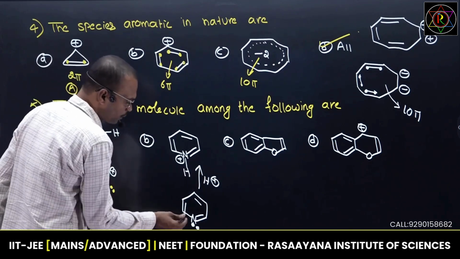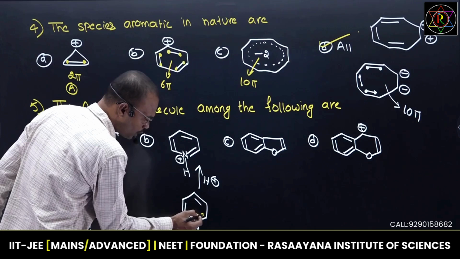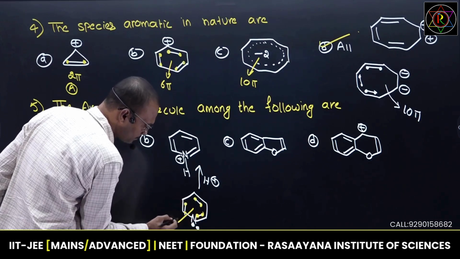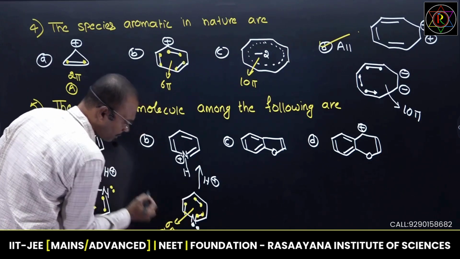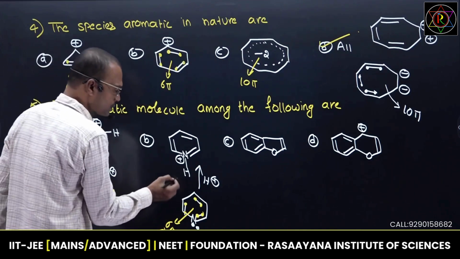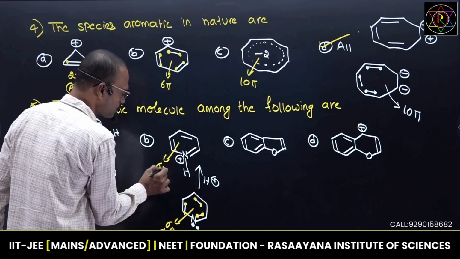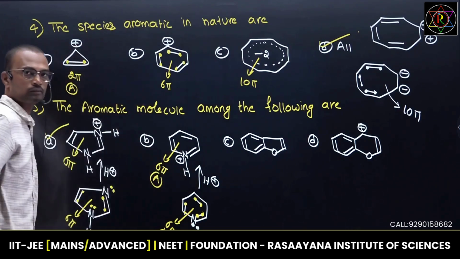So before adding proton, this lone pair is not involved in delocalization. The nucleus carries 6 pi electrons, and this is aromatic. But after adding proton, still there is no lone pair, but the nucleus carries 6 pi electrons. It is still aromatic in nature.